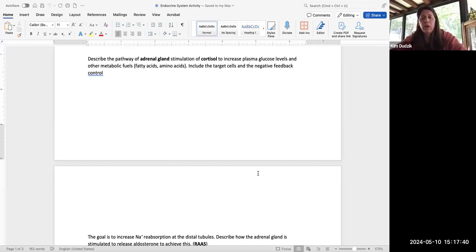And again, we're going to include all the target cells, the hormones, the negative feedback. If it says include all the target cells, I want everything. Even the endocrine glands in the sequence are a target cell. So you want to make sure that you include everything on there. We could even look at, I didn't put it on this paper, but what if I said, what happens if there's a hypersecretion of cortisol? The first thing you want to do is write down the normal secretion of cortisol, and then you can figure out what's gone wrong.